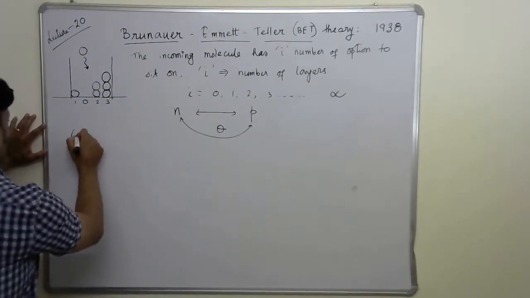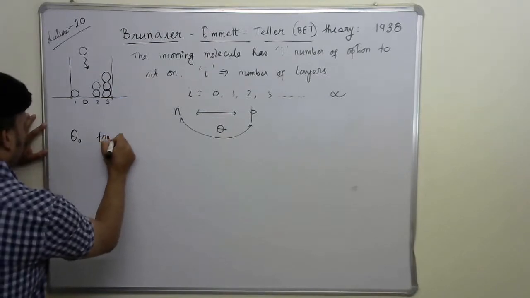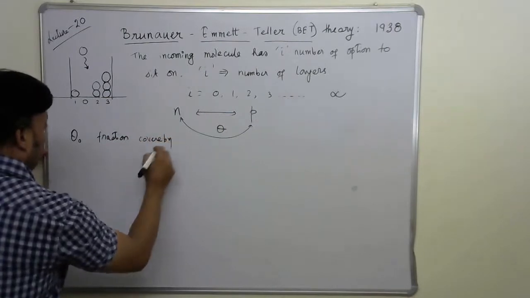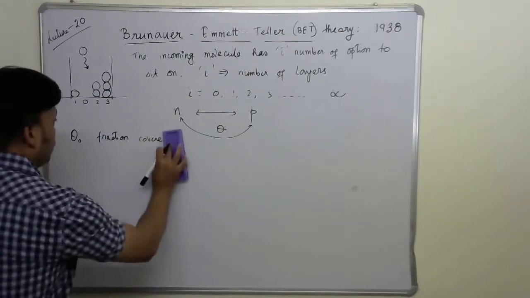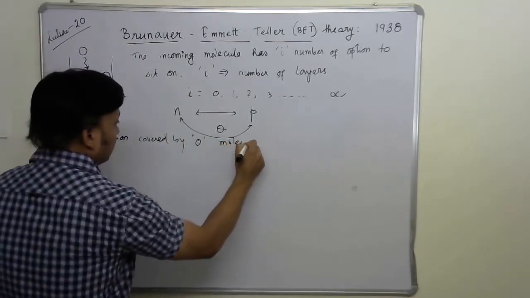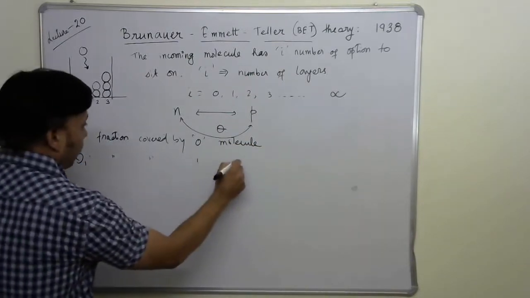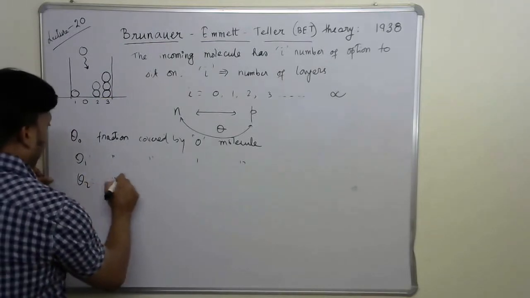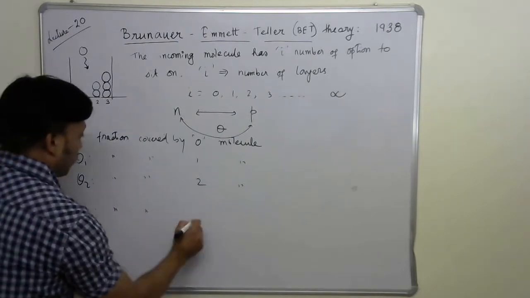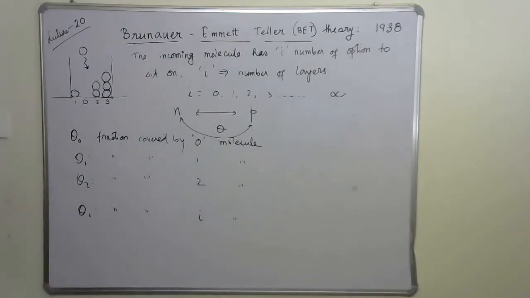Okay, so we first have theta 0. That is the fraction of surface covered by zero molecules. And then we have theta 1, the fraction covered by one molecule, theta 2, the fraction covered by two molecules. Similarly, we have theta I, the fraction covered by I number of molecules. All right, so this is clear. Very good.